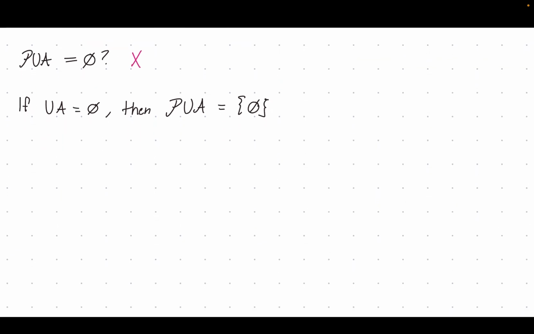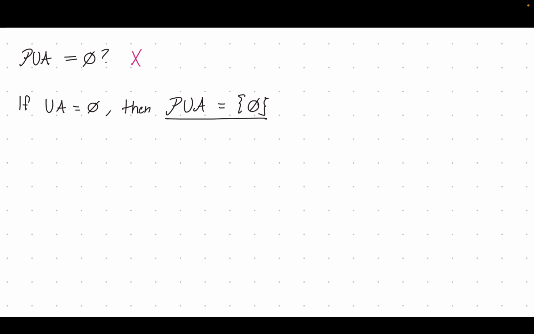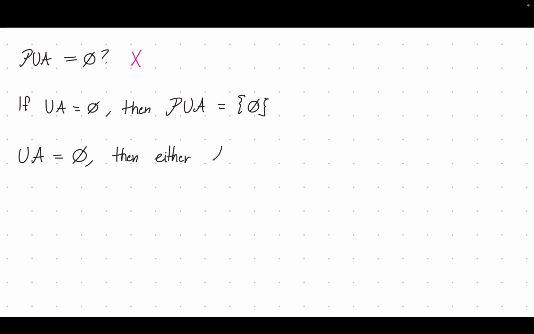And then this got me thinking, okay, if the power set of the union of A is the set containing the empty set, or rather the bigger claim that if the union of A is the empty set itself, then either A is equal to the empty set or A is equal to the set containing the empty set. All right, now what do each of these imply?